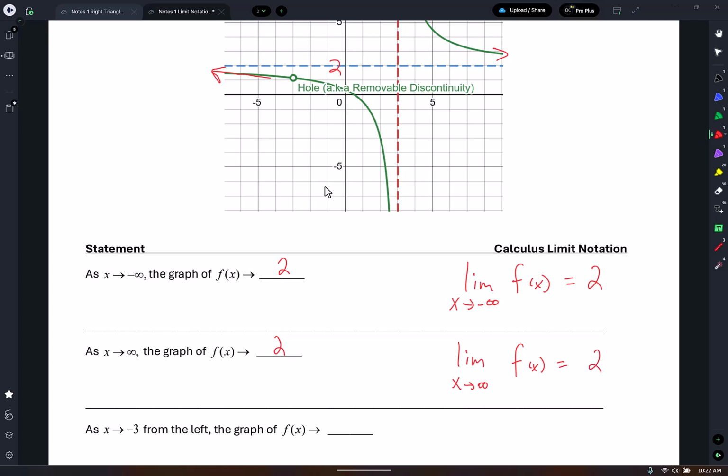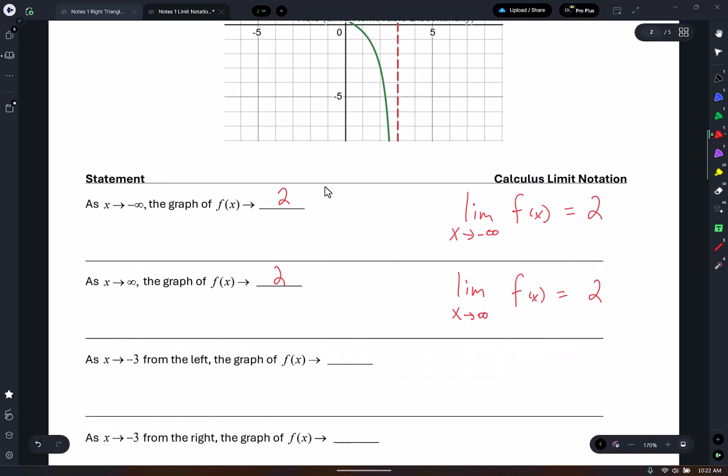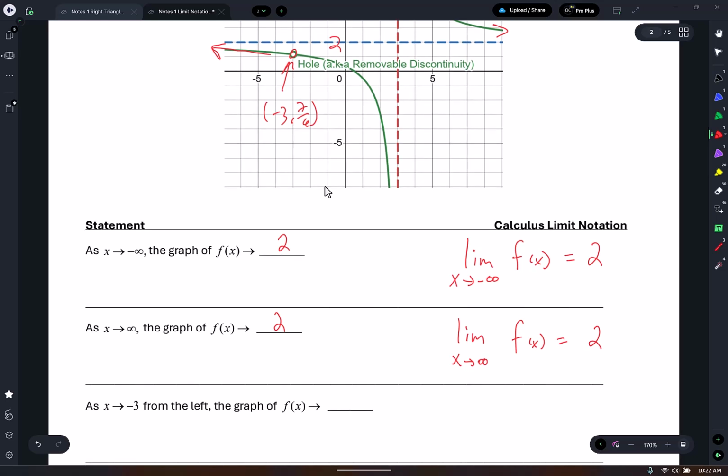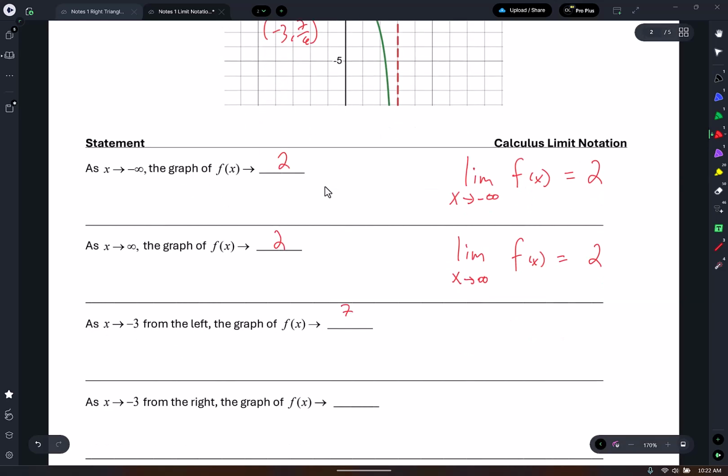Are we okay so far, guys? All right. As x approaches negative 3 from the left, the graph of f of x approaches... Well, here's negative 3. That's my hole, negative 3 comma 7/6. So if I approach negative 3 from the left, I'm approaching that hole, so 7/6. You're going to write the limit as x approaches negative 3 from the left, so put a little minus sign in the upper right-hand corner, of f of x equals 7/6.